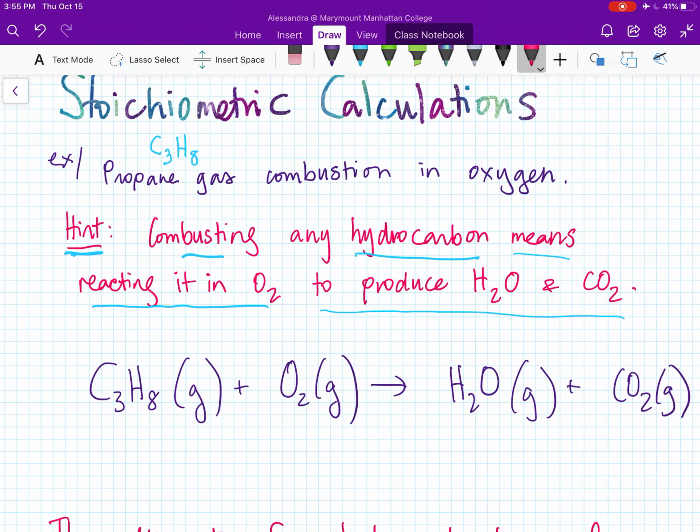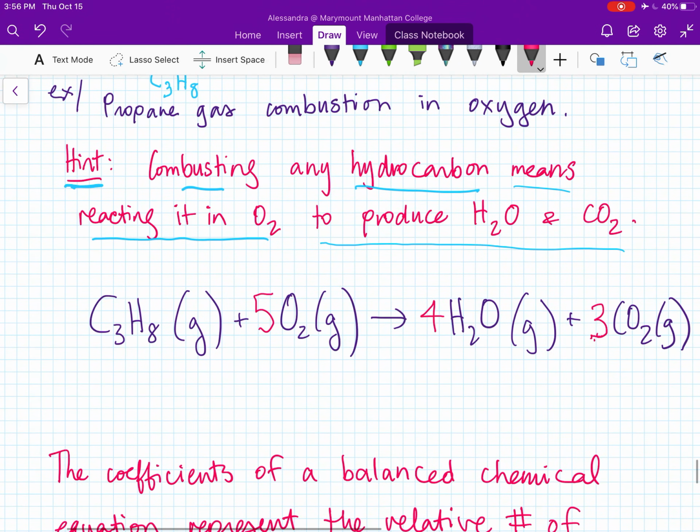We have to figure out how to balance this reaction. So looking at the most complicated molecule, C3H8, I'm going to need 3 carbons. So I'm going to stick a 3 here to bring the carbons into balance. And I have 8 hydrogens on the left, so I'm going to stick a 4 here to bring the hydrogens into balance. Now I have 3 times 2 is 6 plus 4 is 10 oxygens on the right. So if I stick a 5 here, I can bring the oxygens into balance. So now I have my balanced equation for the combustion of propane.